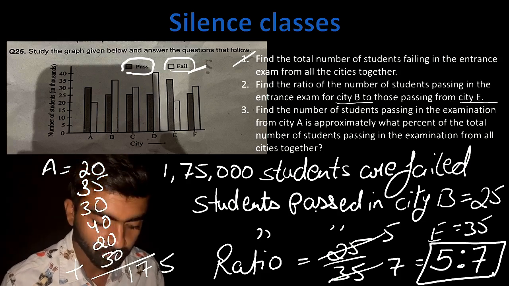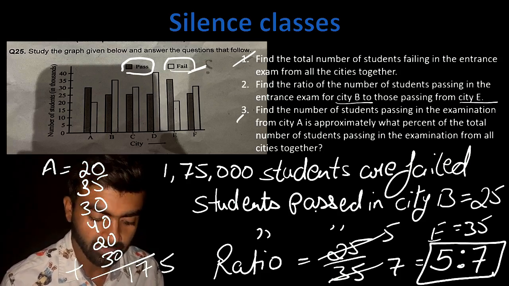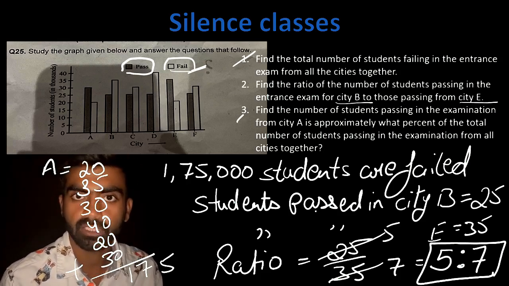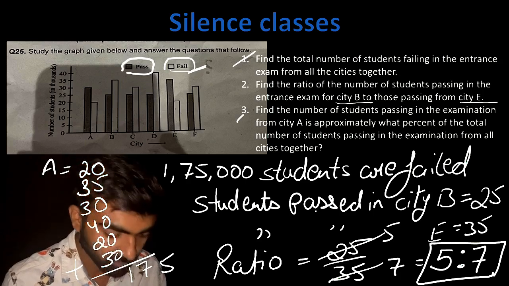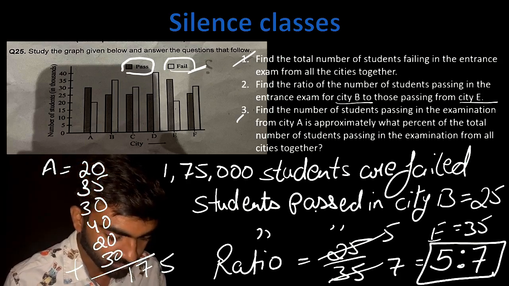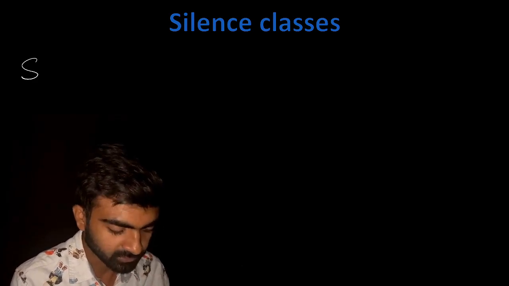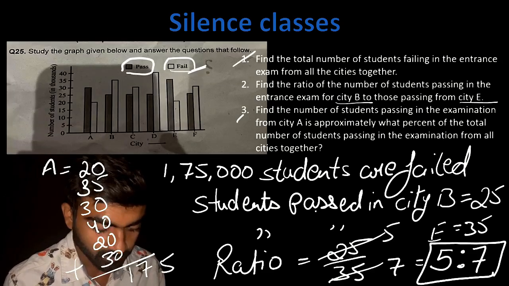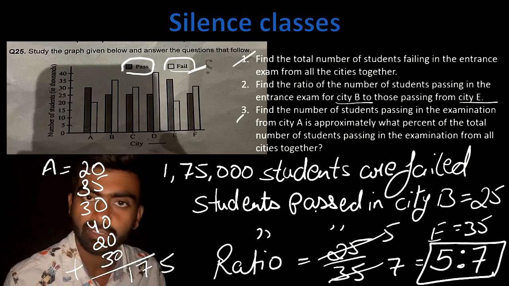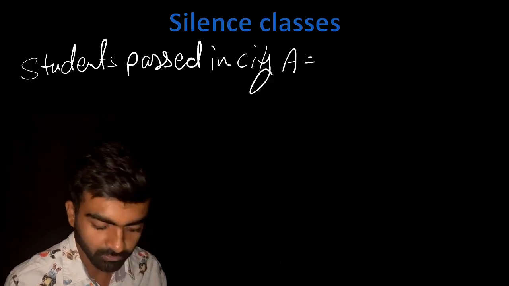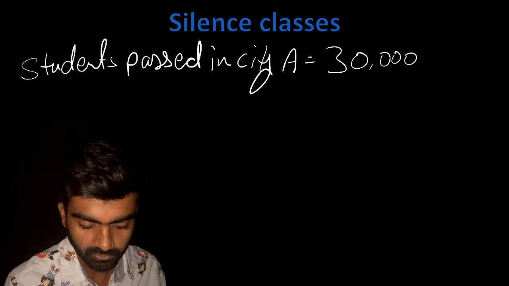Okay, now let's move to the third part of this question. Find the number of students passed in the examination from city A. First of all, let's check how many students passed in city A. In city A, the passed students are 30. So students passed in city A is 30, or we can write 30,000. Both are equal.